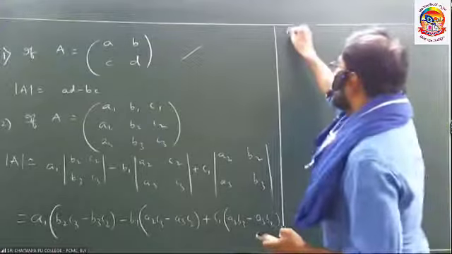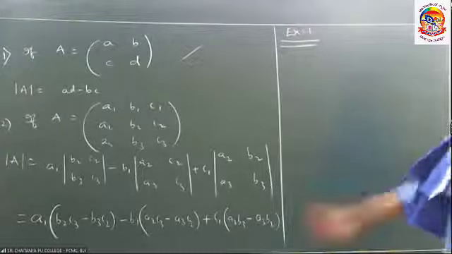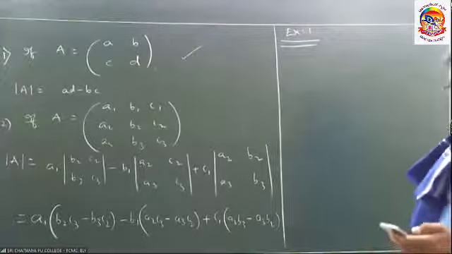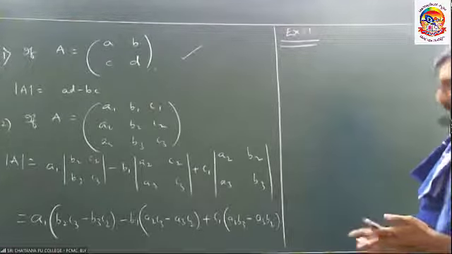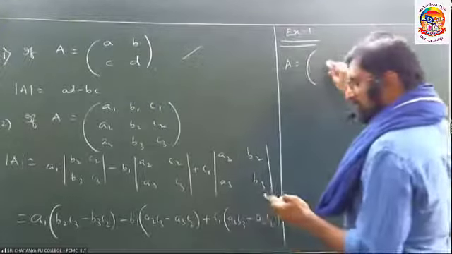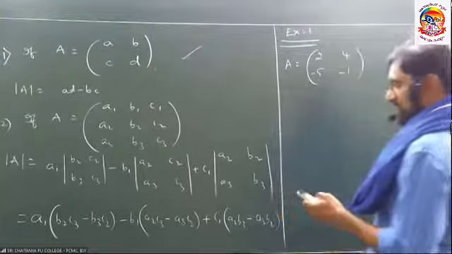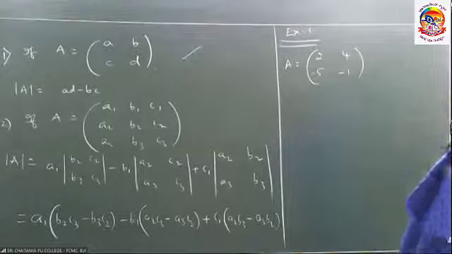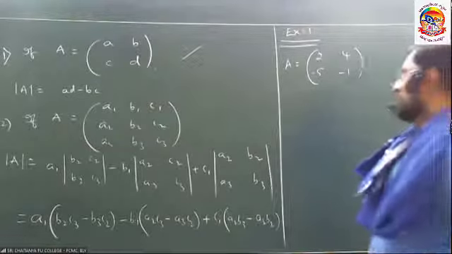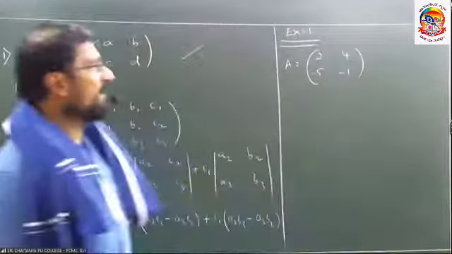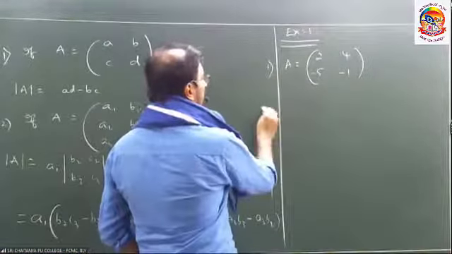Yes, let me start exercise number 1, concerning only these two properties. Write down. Find the determinant of capital A is equal to the matrix [2, 4; minus 5, minus 1]. This is the first problem. Observe, this is the question given to you.